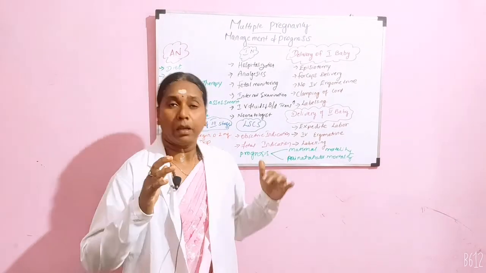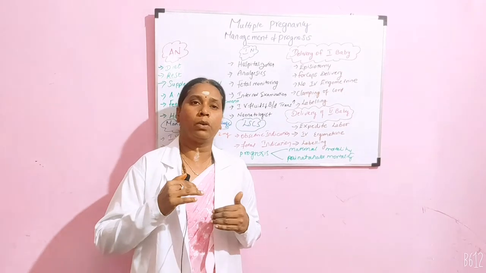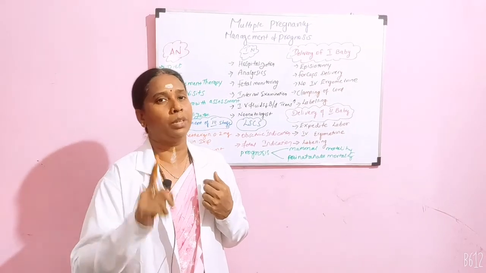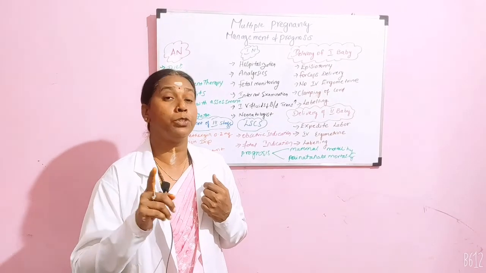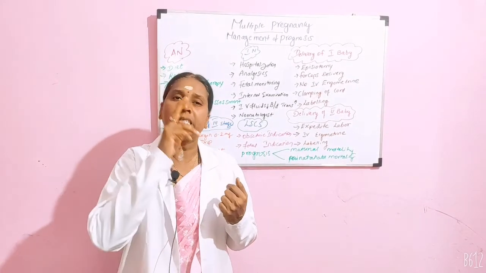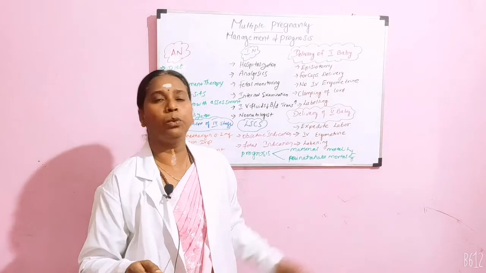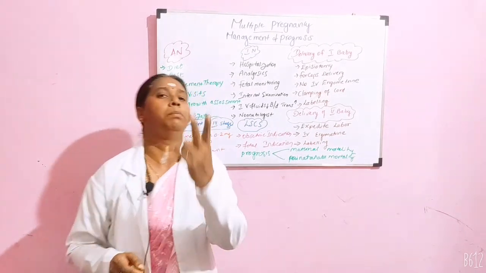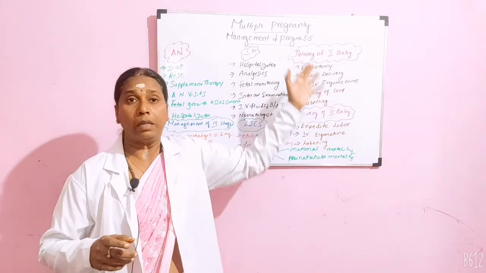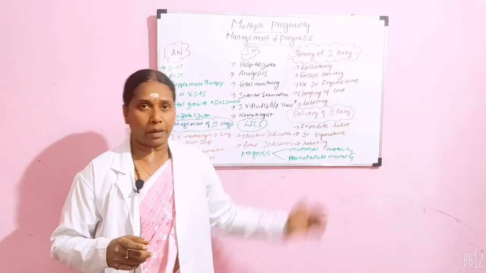Now after the delivery of the anterior shoulder of the second baby, you will give IV ergometrine, that is 0.2 mg. You have to give it after the delivery of the anterior shoulder of the second baby, and then you have to label the baby as baby 2. Okay, so this is the exact labor or the delivery of the first and the second baby.